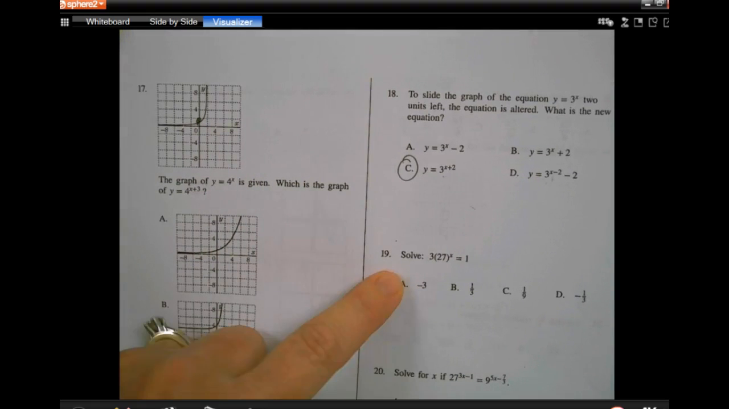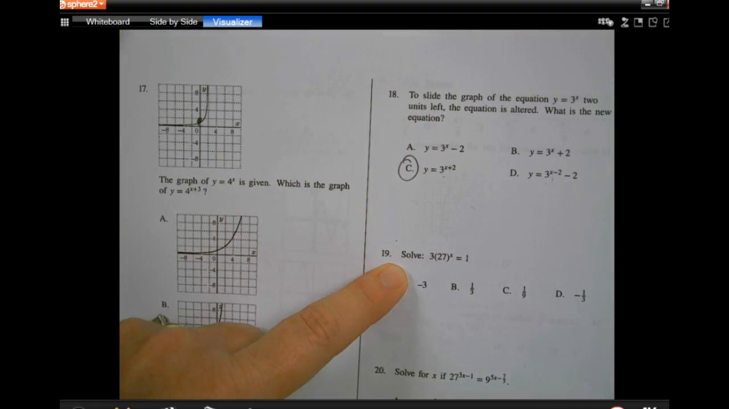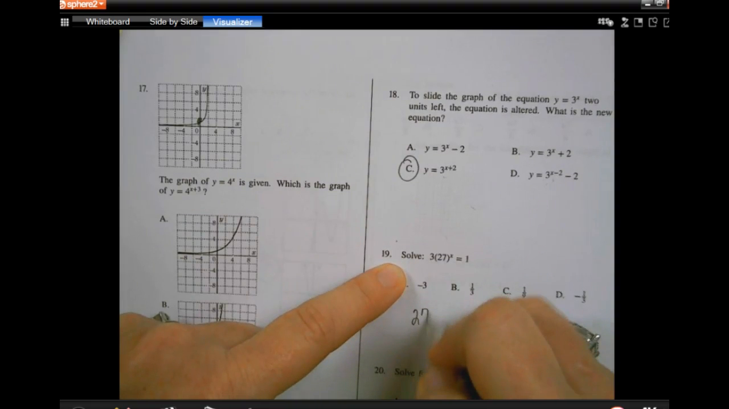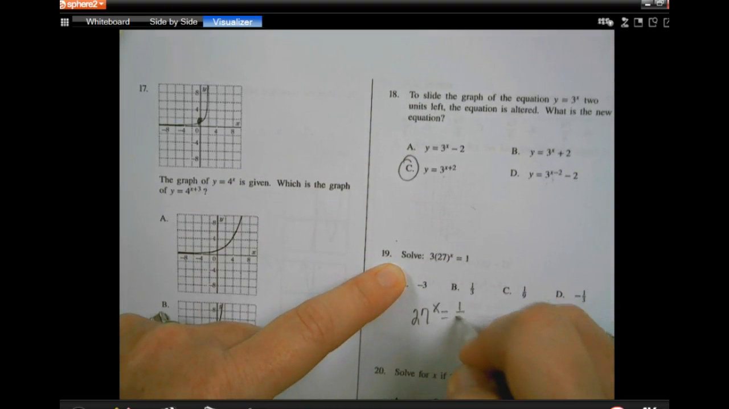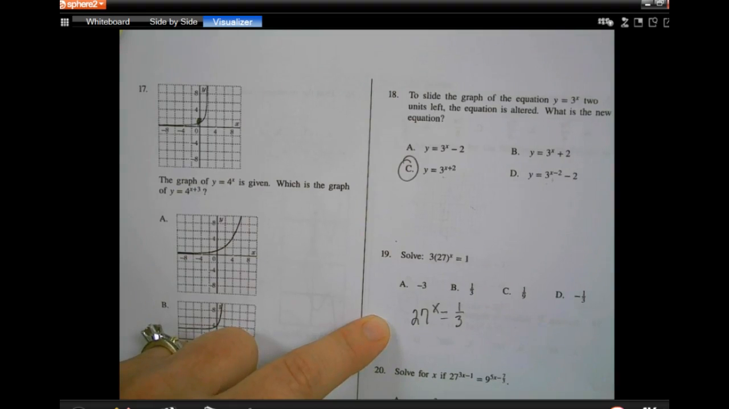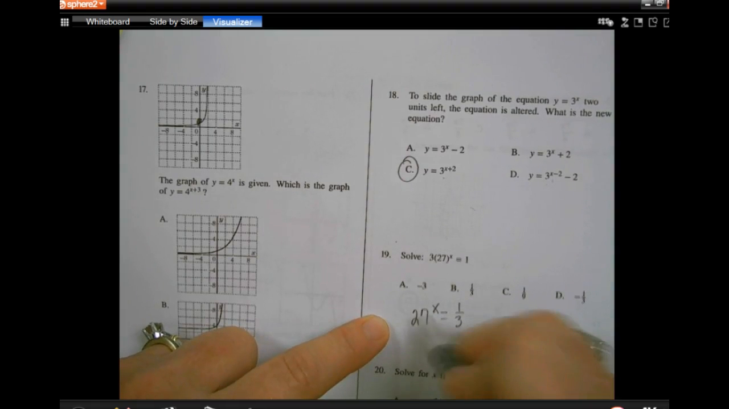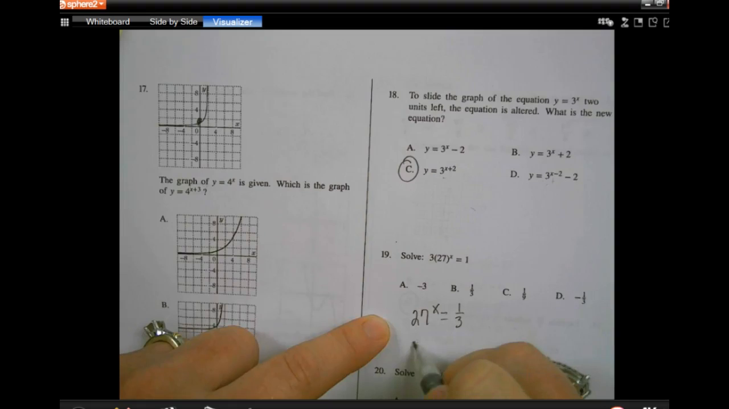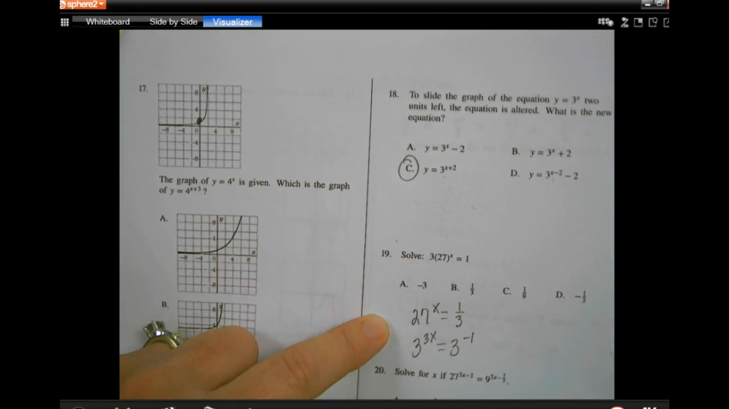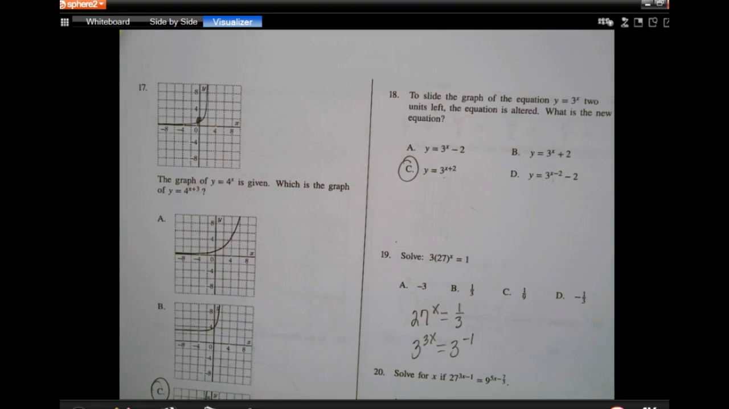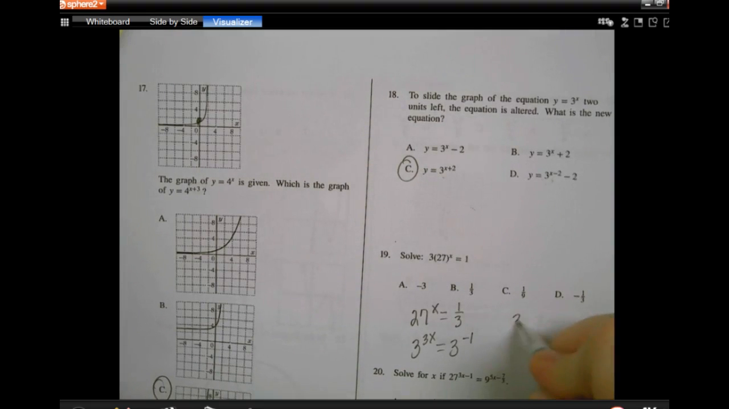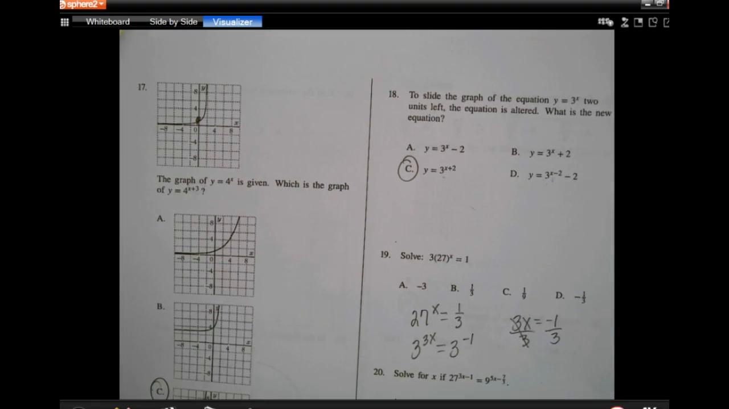Number 19, before I can do this, I have to divide by 3. So I get 27 to the x equals 1/3. I want common bases, so 27 is 3 to the 3rd, which gives me 3 to the 3x equals 3 to the negative 1. Bases are the same. You can set the exponents equal to each other. So x is a negative 1/3, which I get D.